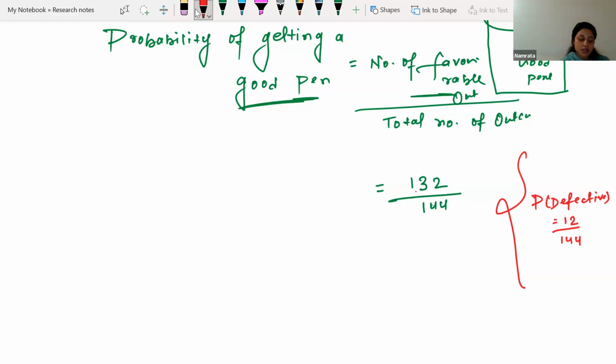Now the next question says a lot of 20 bulbs. Again the same question. There are a lot of 20 bulbs, total 20 bulbs are there and 4 defective ones are there.